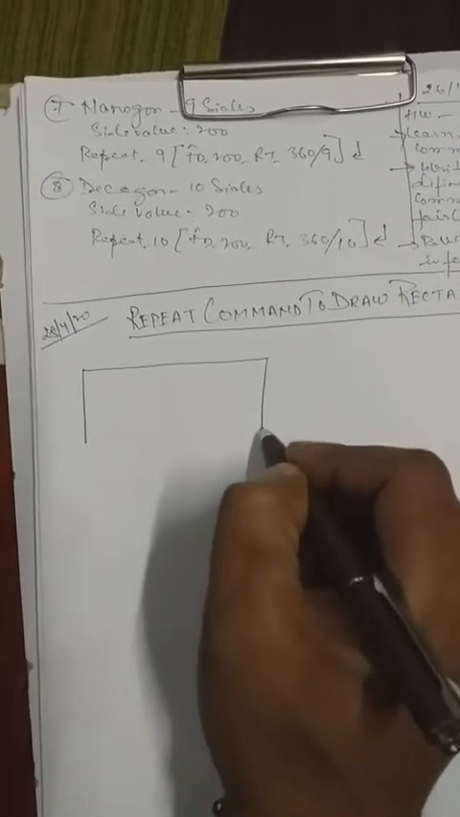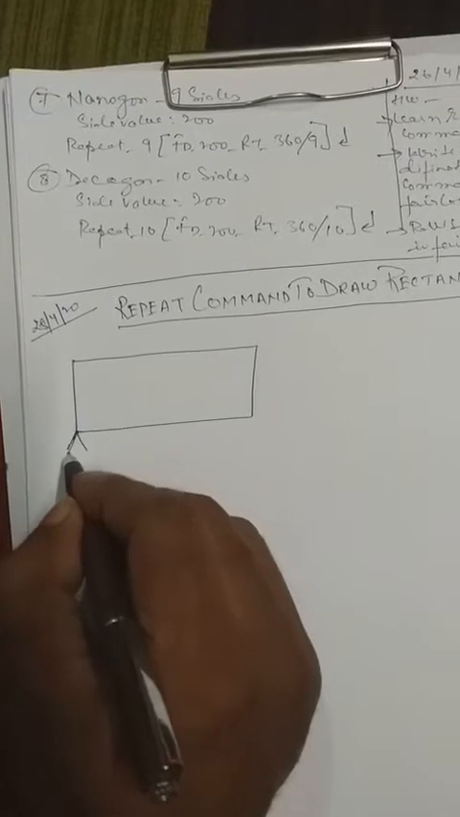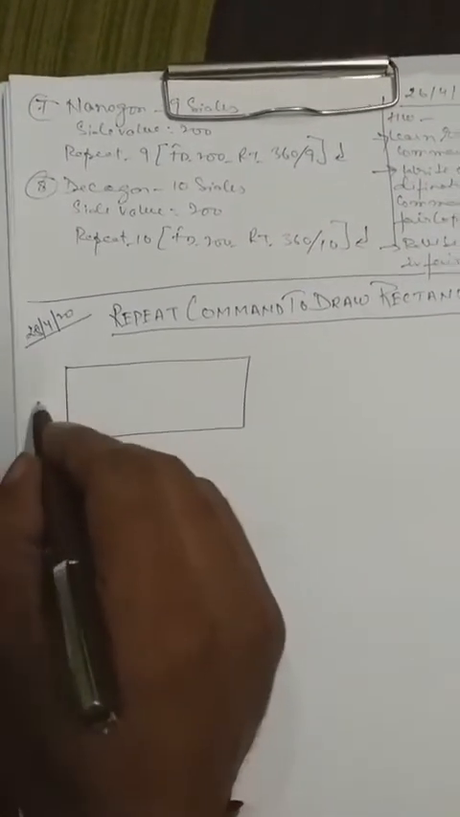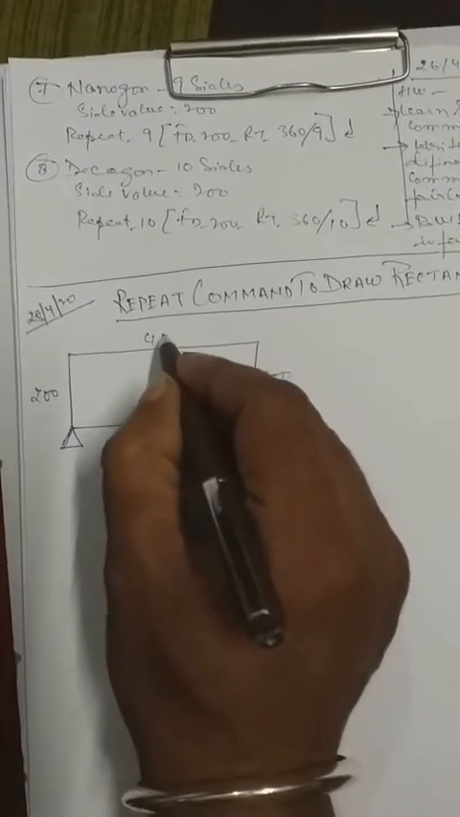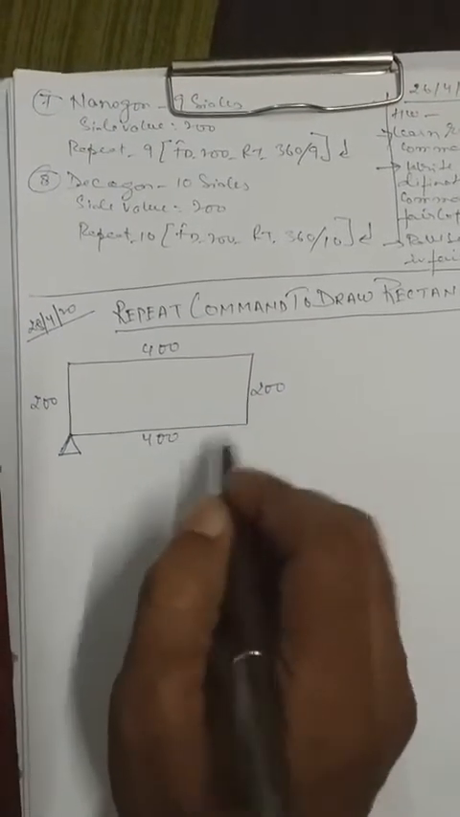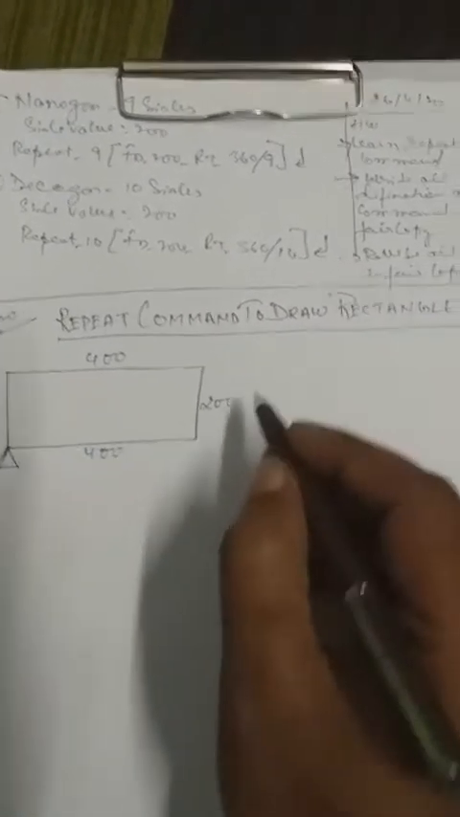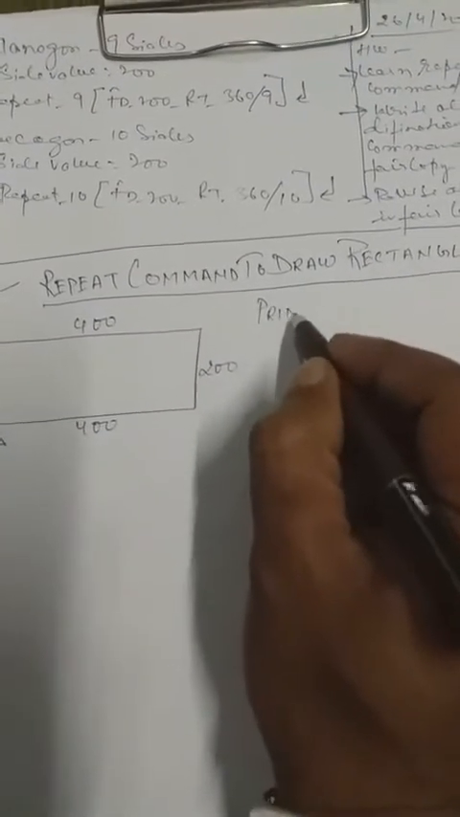in a rectangle also there are 4 sides like a square, but all 4 sides are not equal like a square. In a rectangle, 2 sides will be equal. Suppose this is 200, 200 and this is 400, 400. So opposite sides are equal. So first of all, we will use primitives.